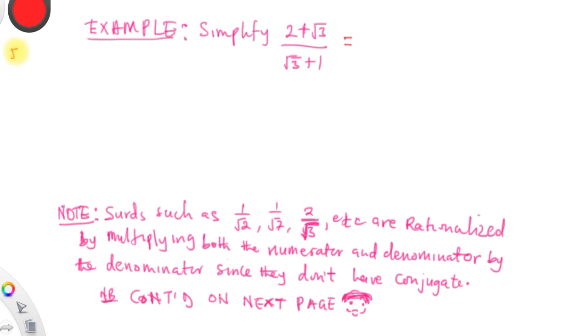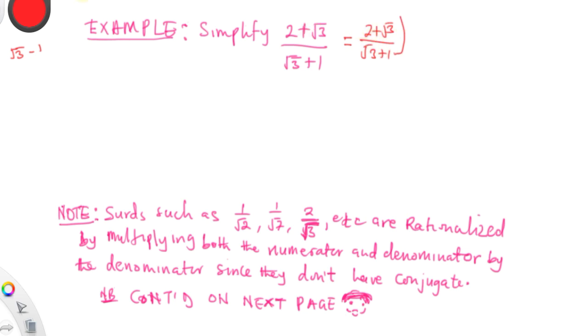The conjugate of the denominator is what? Square root of 3 minus 1. So this is plus 1. So this is the given set, and we repeat it: 2 plus square root of 3 over square root of 3 plus 1. Then this is the given set.